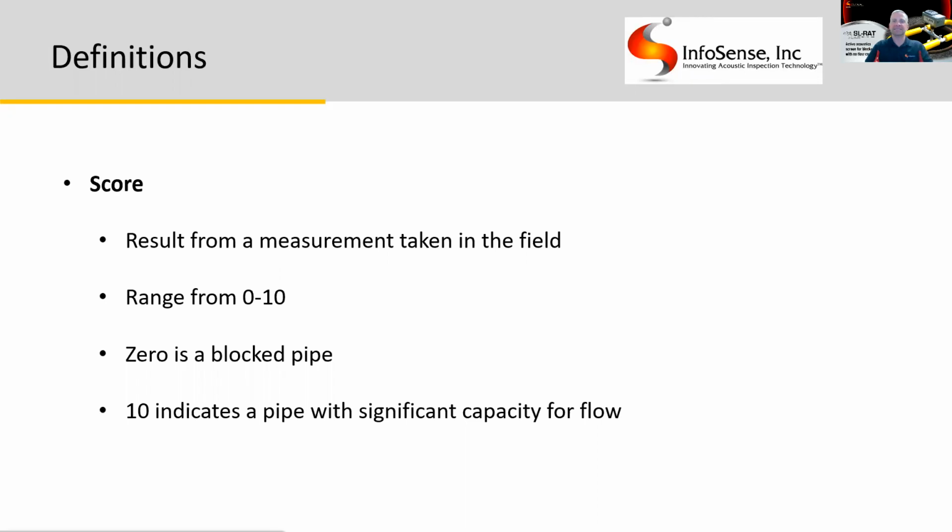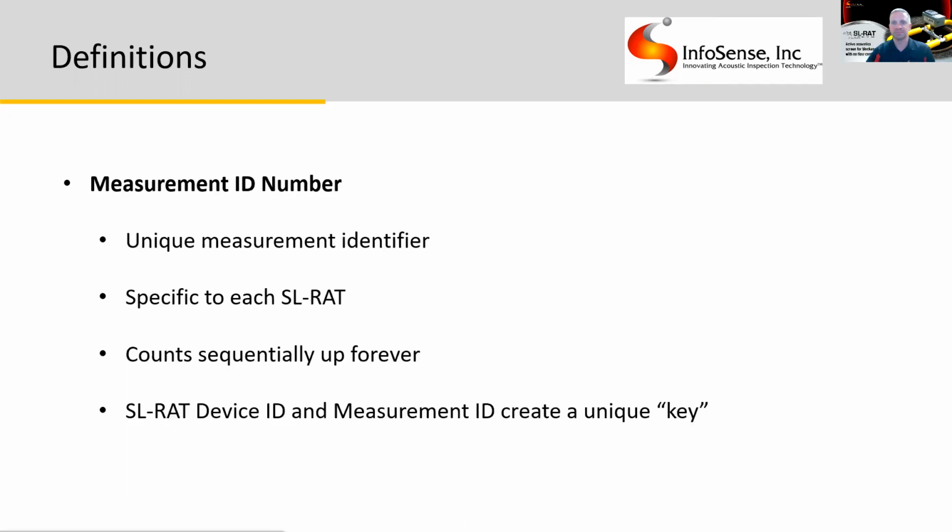The score is a number created during an acoustic measurement taken by the SLRAT in the field. The number is based on a 0 to 10 scale, where 0 indicates no sound got through, and a 10 indicates a pipe with significant capacity for excess flow.